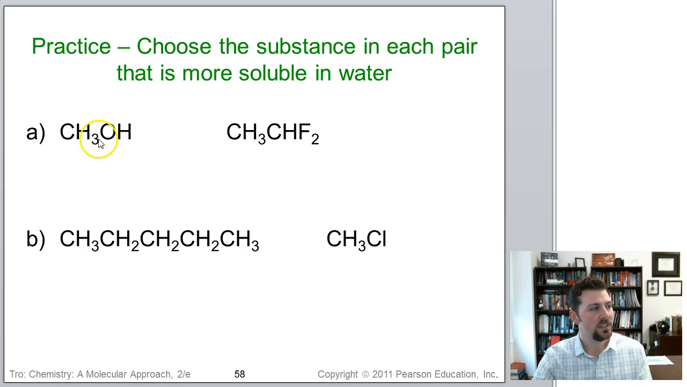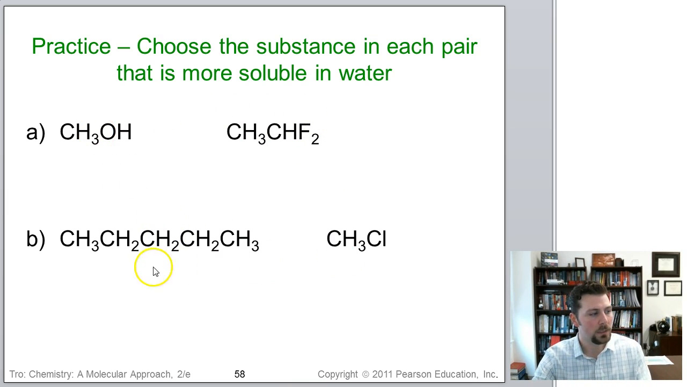We expect it, since it can do both of those things, to be the one that's soluble compared to this one. Notice these two fluorines are attached directly to the carbon, which is also attached to this hydrogen and that carbon. And so it might be polar a little bit to where these two fluorines are, but it doesn't undergo hydrogen bonding. So we're going to pick the left one here, methanol.